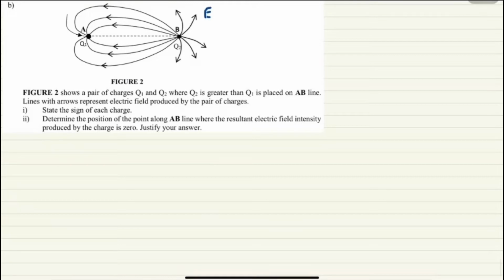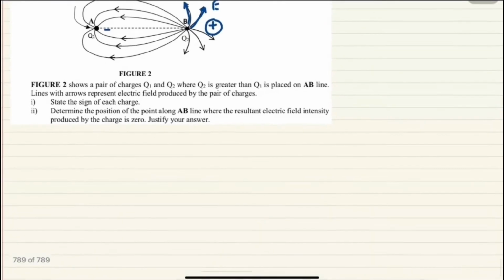So from the direction of the electric field here, if it is going out, what does it mean? Positive. Positive. If it is going in, it is negative. So straight away you know that Q1 is negative and Q2 is positive.